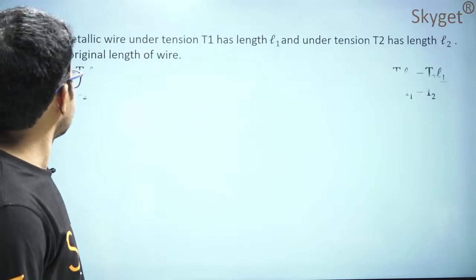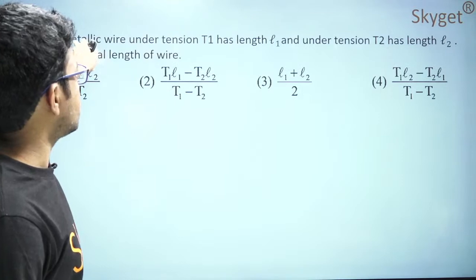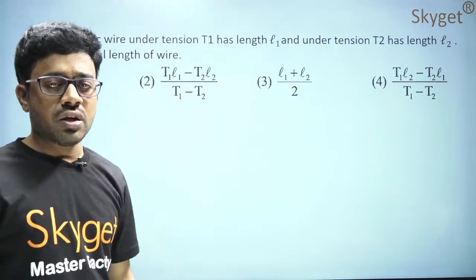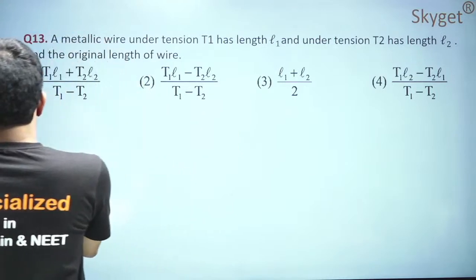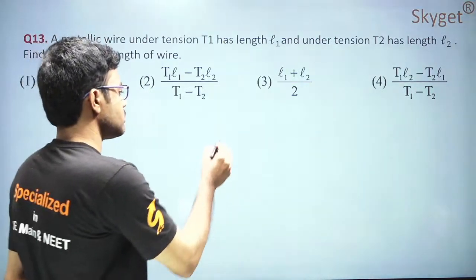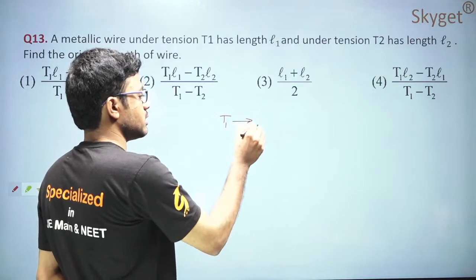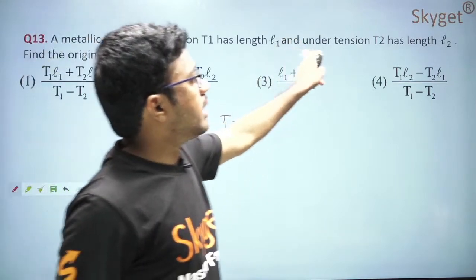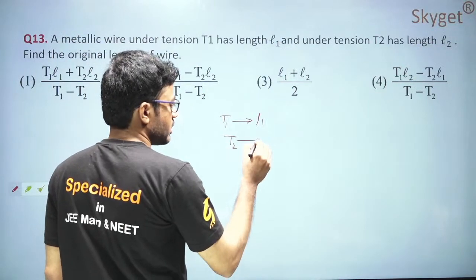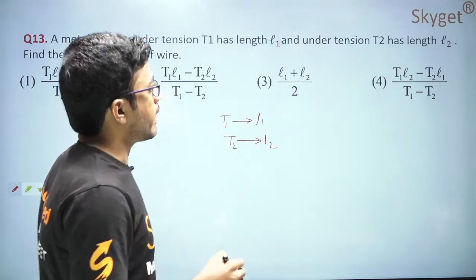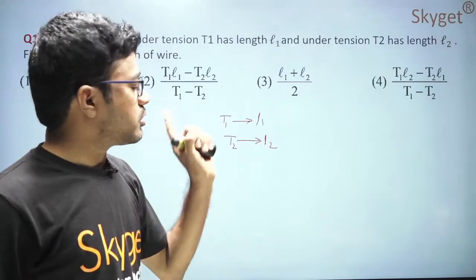Next, in problem number 13, what is given? A metallic wire. On the metallic wire, the tension acting is T1 when the length is L1, and under tension T2 it has a length of L2. Find the original length of the wire.